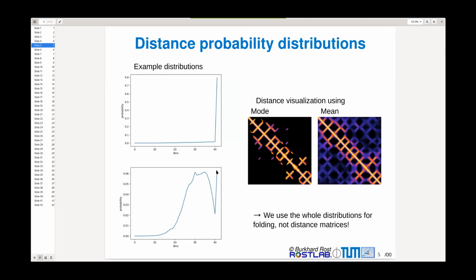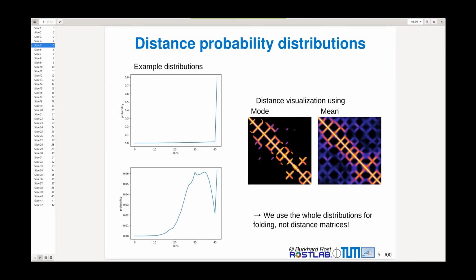When we want to boil this down to a distance map, we would normally take the class with the highest predicted probability, which would be greater than 22 angstrom. If we do that, we completely ignore the rest of the distribution, right? This one looks completely different. Here the peak probability is something like 0.0 something, whereas here the network is actually very sure that it is above 22 angstrom. So if you want to visualize a distance map from these distributions, you could just take the mode, but if you do that, it looks something like this. And you basically lose all the other information from the distribution.